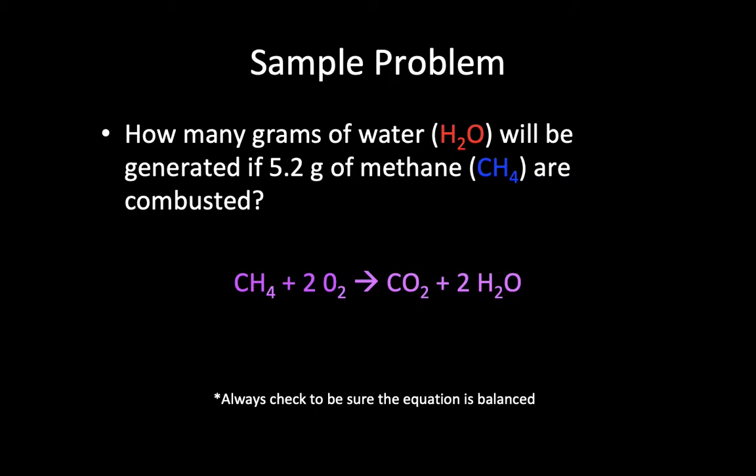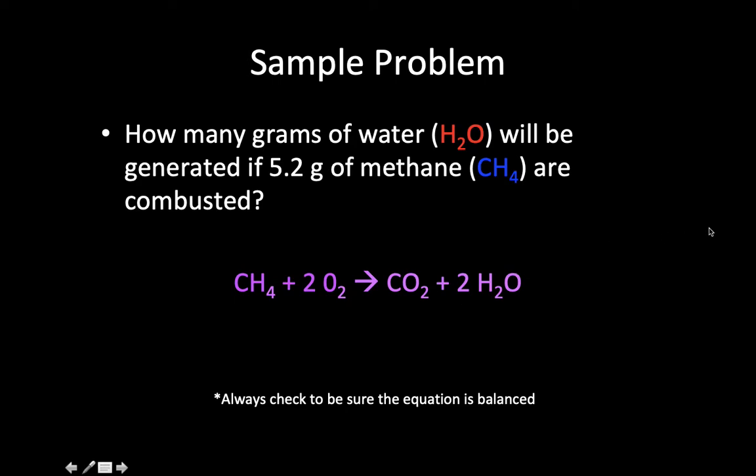Our sample problem says, how many grams of water will be generated if 5.2 grams of methane are combusted? So we're going to look at our chemical equation here, and we'll notice that we're starting with 5.2 grams of methane. Methane is over here at the beginning of the equation, and we're going to be converting into water, which is here at the end of the equation.